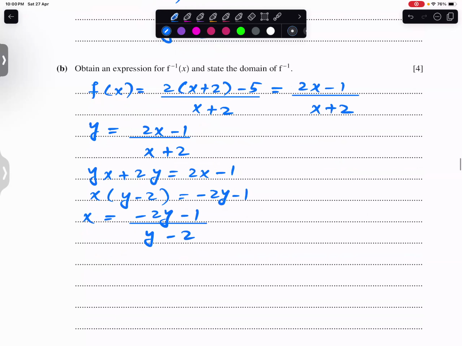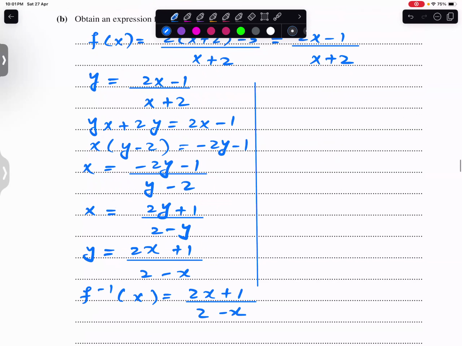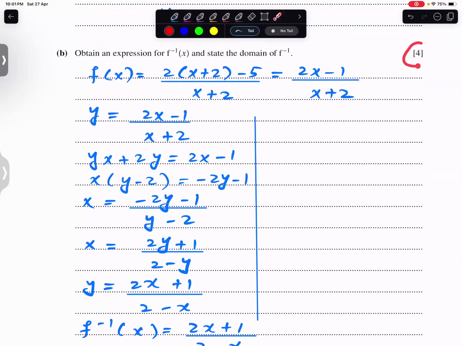Take minus common and adjust it in the denominator. So 2y plus 1 over, flip the denominator, that will become 2 minus y. Let's interchange x and y. So y is equal to 2x plus 1 over 2 minus x. So f inverse is this function, 2x plus 1 over 2 minus x. It has 4 marks and you have earned 3 marks because you have just found the inverse now.